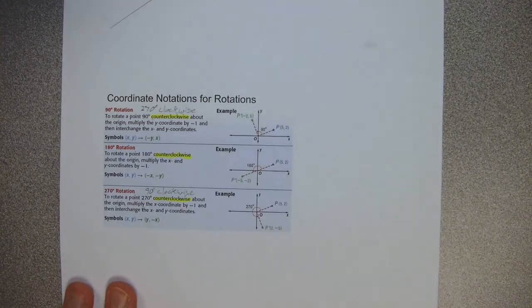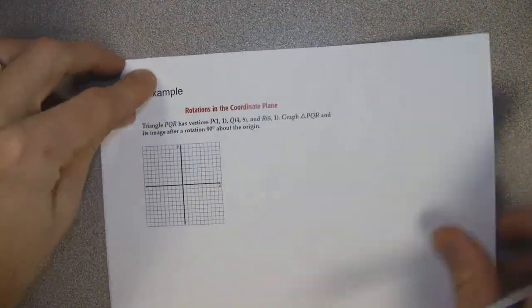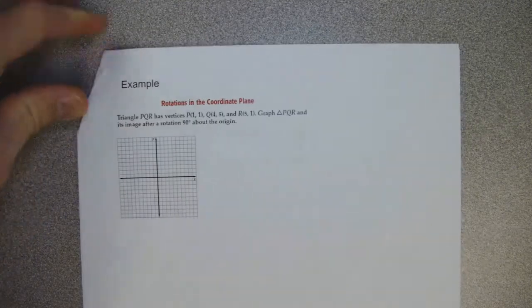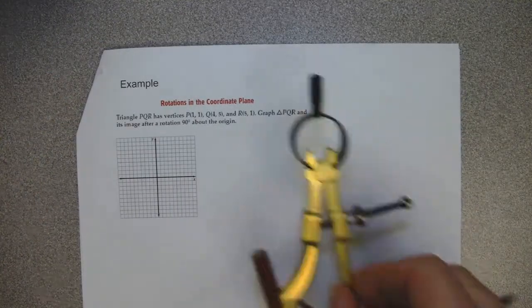So let's use this coordinate notation. We'll try one here, that way you can see it. And again, in class today, folks, we'll spend a lot of time practicing both methods. So if you're struggling with, say, the coordinate plane, or if you're struggling with your compass and protractor, we'll deal with both.